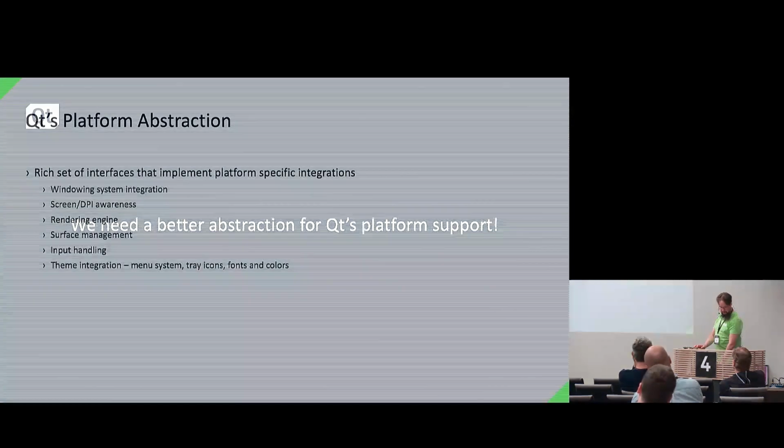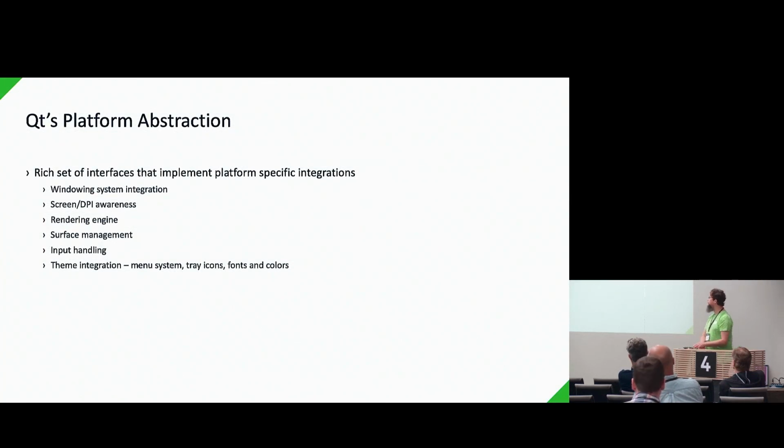From an architectural point of view, that was to introduce Qt's platform abstraction, which gives us a slightly leaky abstraction, not a complete abstraction, but a fairly decent abstraction for having very different aspects of platform integration implemented in different parts of code that don't know about each other. So Windows system integration, for instance, making sure that your window stays on top, maximizing, minimizing, the things that you care about if you're writing applications for the desktop. Screen and DPI awareness: how many displays do you have? Are they high DPI or not?